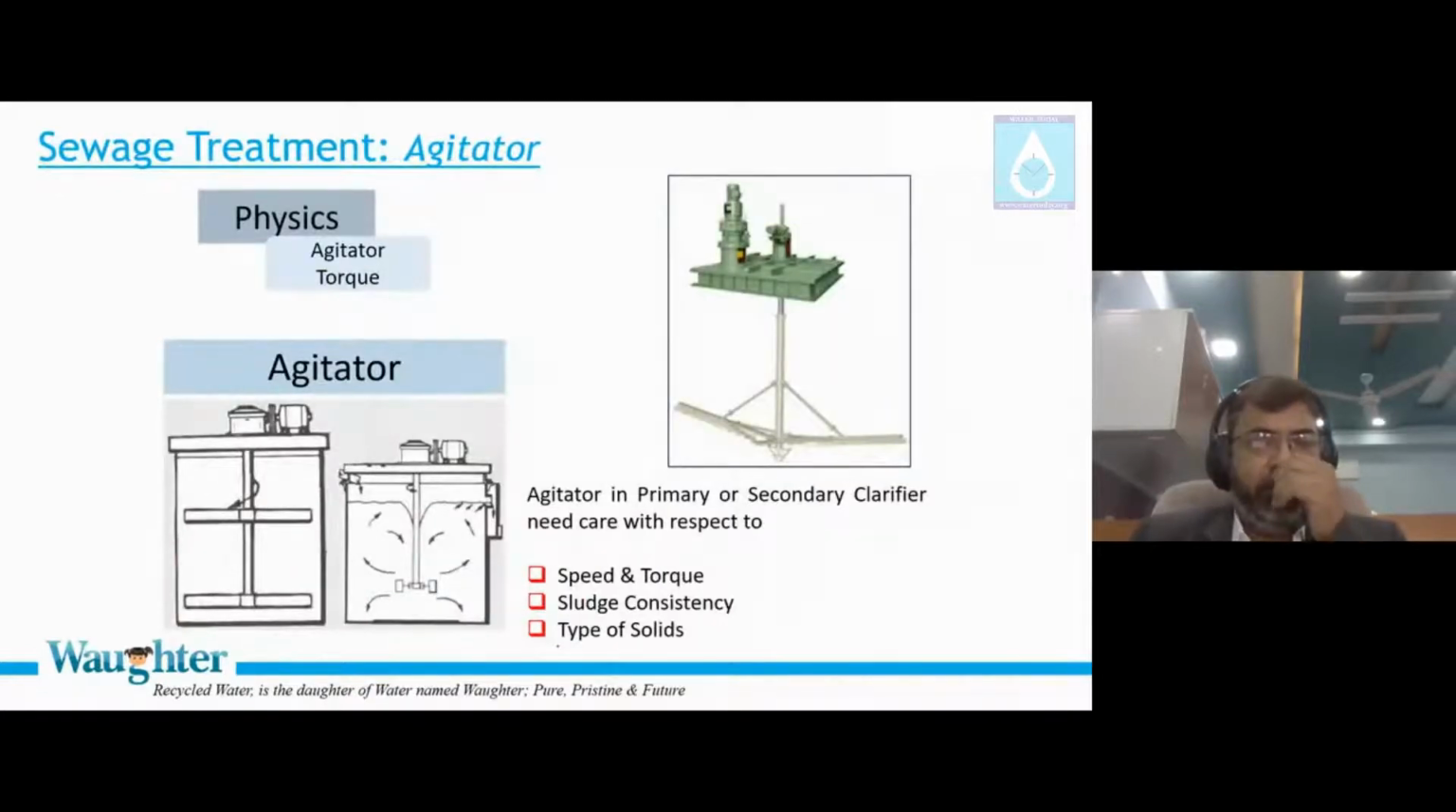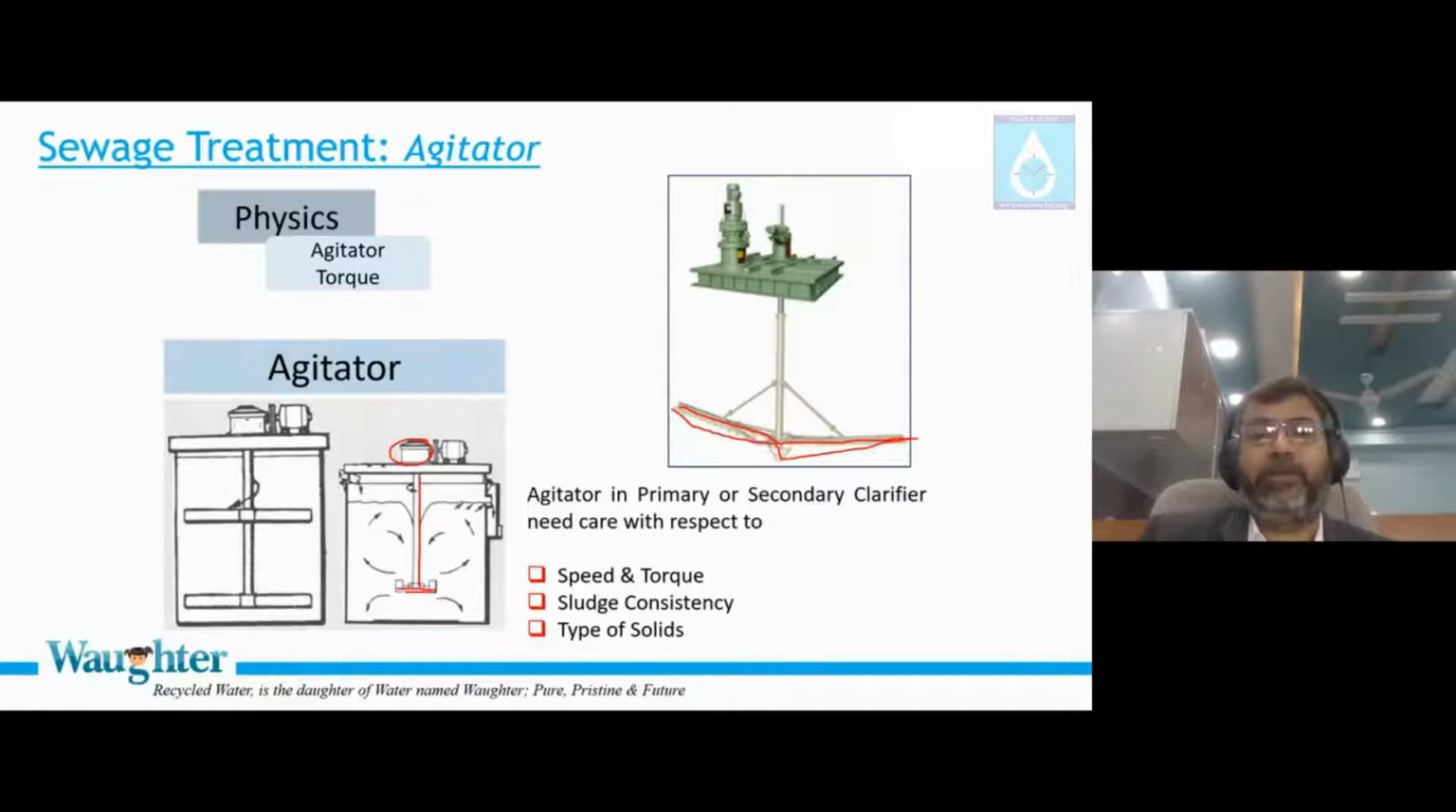Where else will the physics be important? The physics will be important in some areas called agitators. An agitator appears to be a very simple device. You take a shaft, you put a blade, you put a machine on top, and you keep rotating it. That's it. But it's not as simple, because this particular blade is subject to torque. And this torque could be very, very high depending upon how big this blade is. Typically this blade is used in our primary clarifiers or secondary clarifiers.